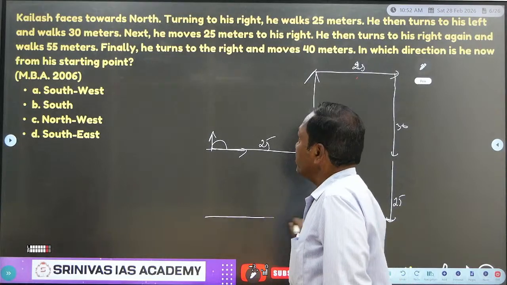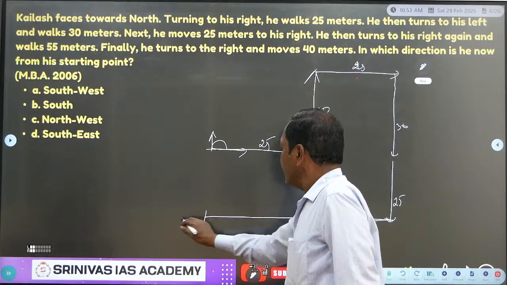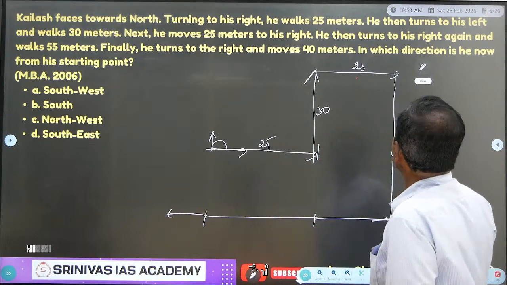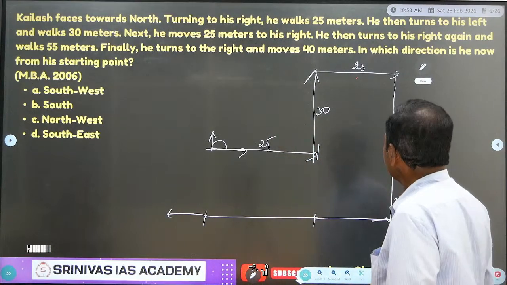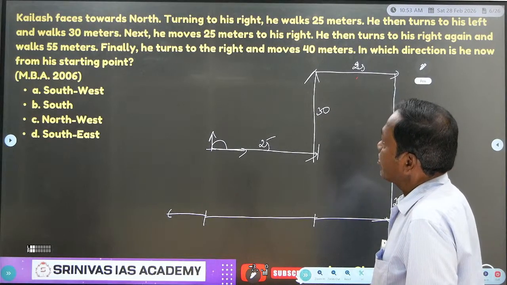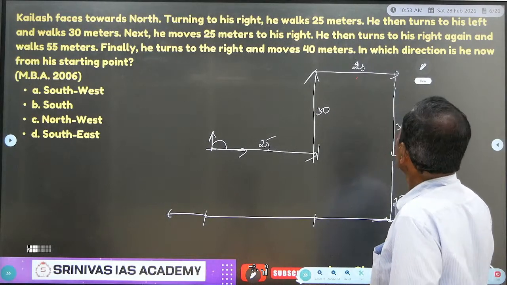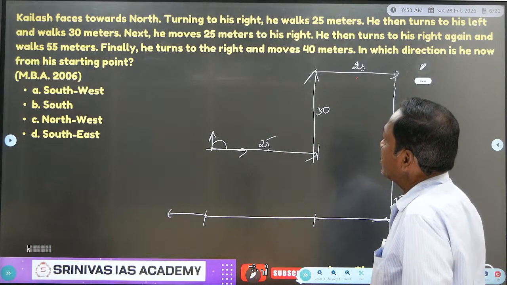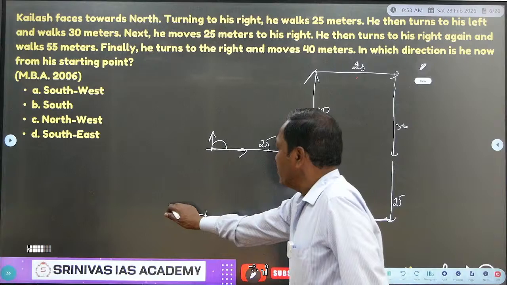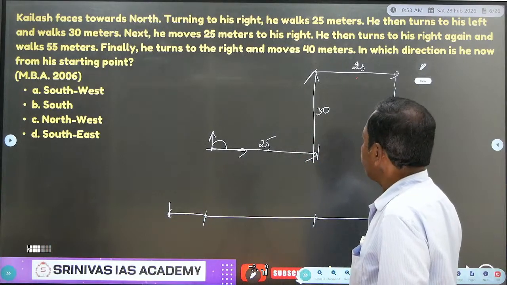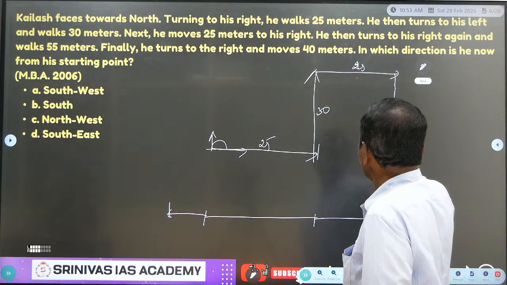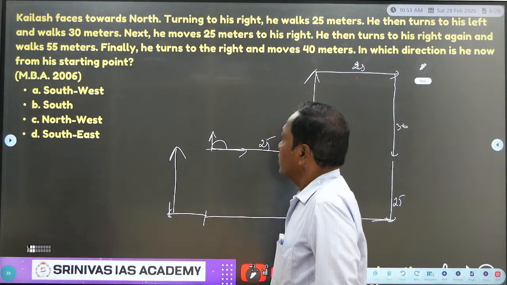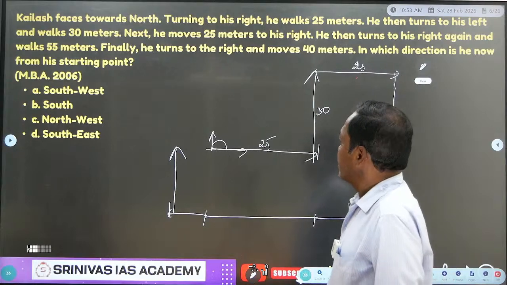And 55 means this is 50 and this is another 5. Then again walks. Finally, it turns to his right and moves 40 meters. It's right and again 55. It turns to his right. One more is there. It turns to his right upward direction and moves 40 meters. 40 means this is 25.